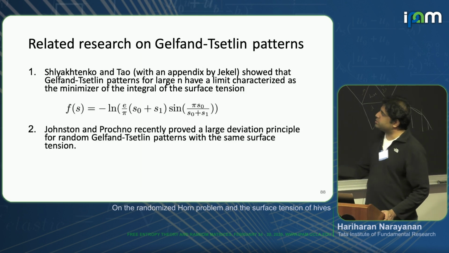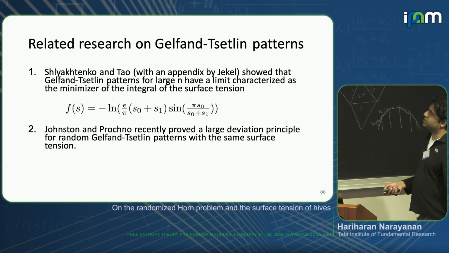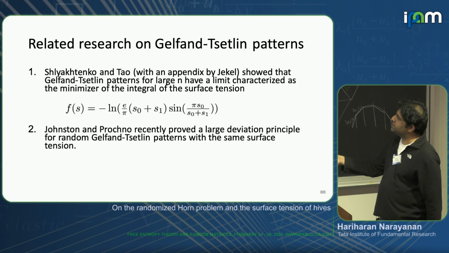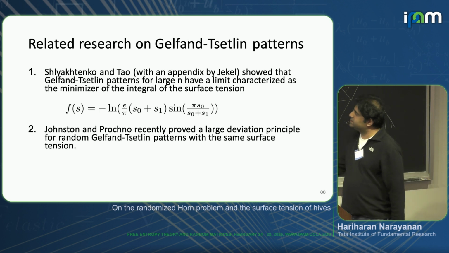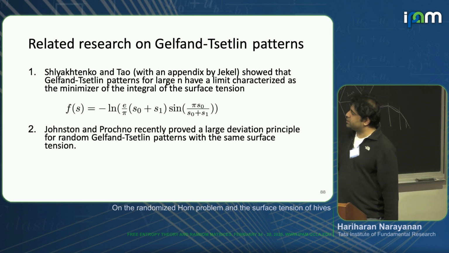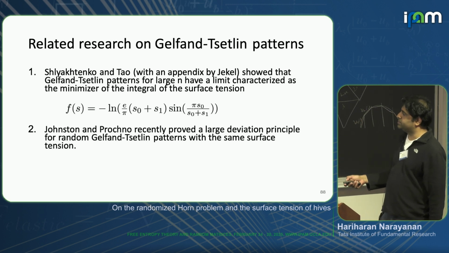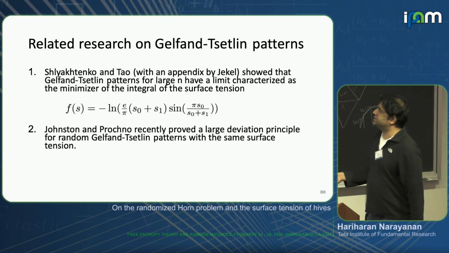Some related research on Gelfand-Tsetlin patterns is this result that I have talked about many times. Sheffield and Tao, with the appendix by Jekel, have shown that the limit shape of a Gelfand-Tsetlin pattern at large n is characterized by the minimizer of an integral of this surface tension. And Johnston and Prochno recently proved a large deviation principle for these patterns with the same surface tension.